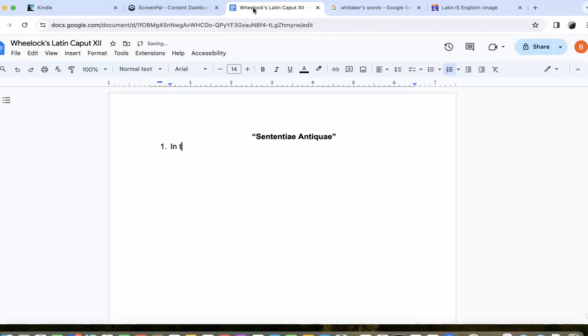So, in the beginning, God created the heavens and the earth. Let's take a look at this in greater detail before we continue with it.